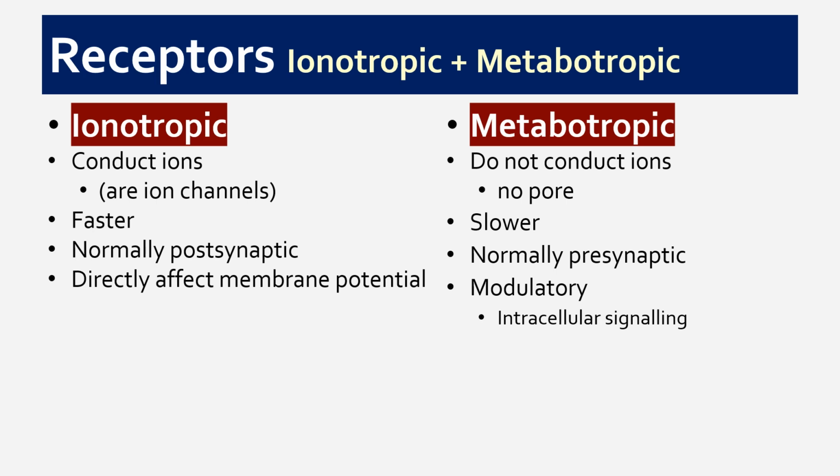Metabotropic receptors don't directly affect membrane potential. They are normally coupled to intracellular signaling pathways. Those intracellular signaling pathways then can themselves affect ionotropic receptors, i.e. the actions of metabotropic receptors can modulate ionotropic receptors, which then affects membrane potential. But metabotropic receptors themselves do not conduct ions and so do not directly affect membrane potential.